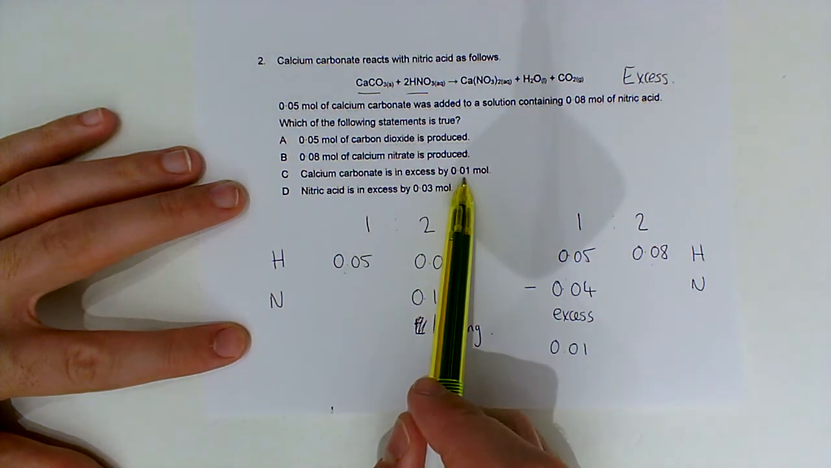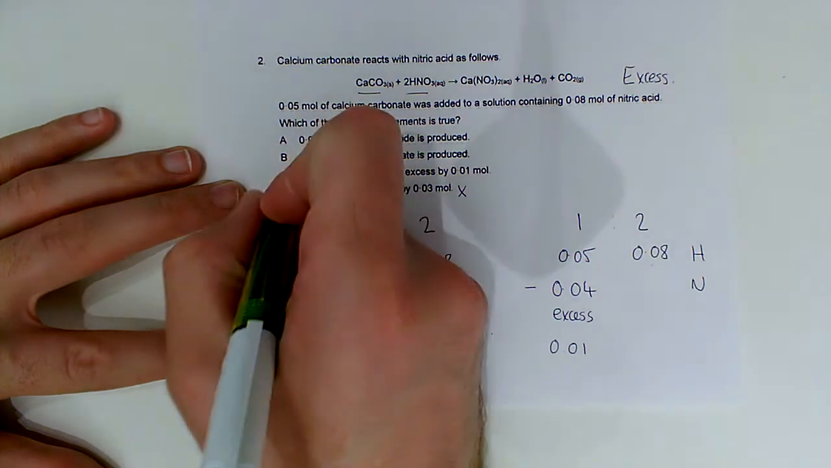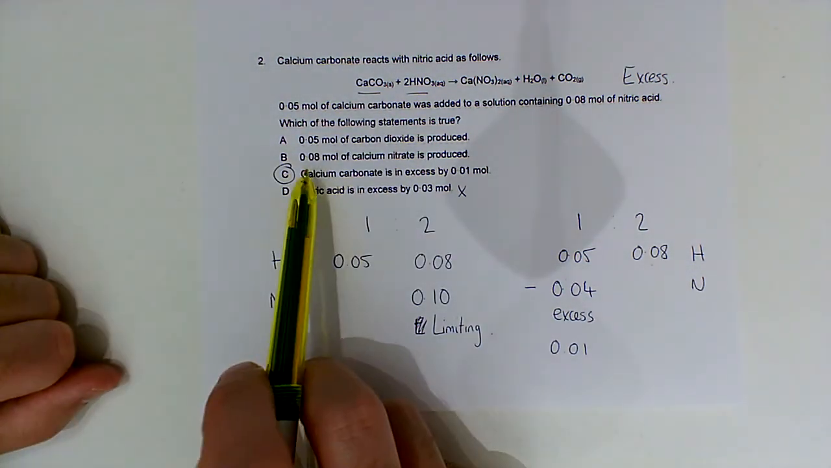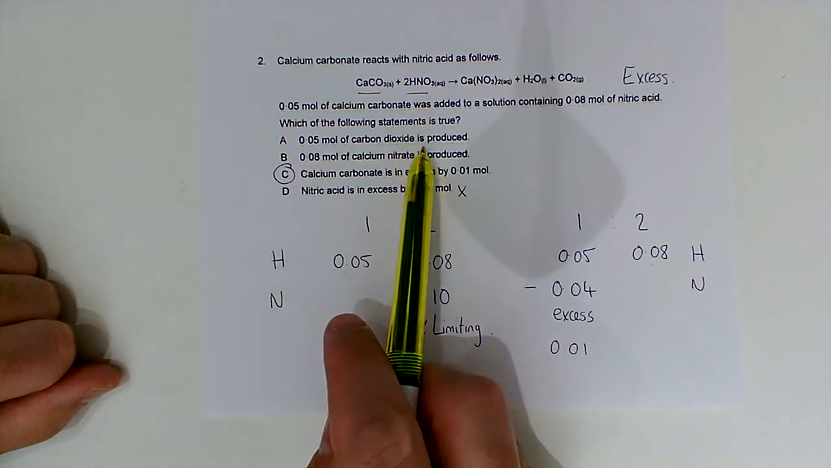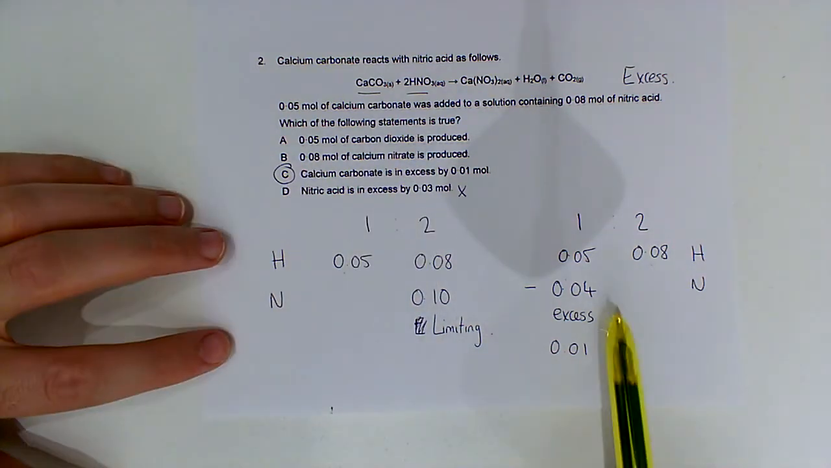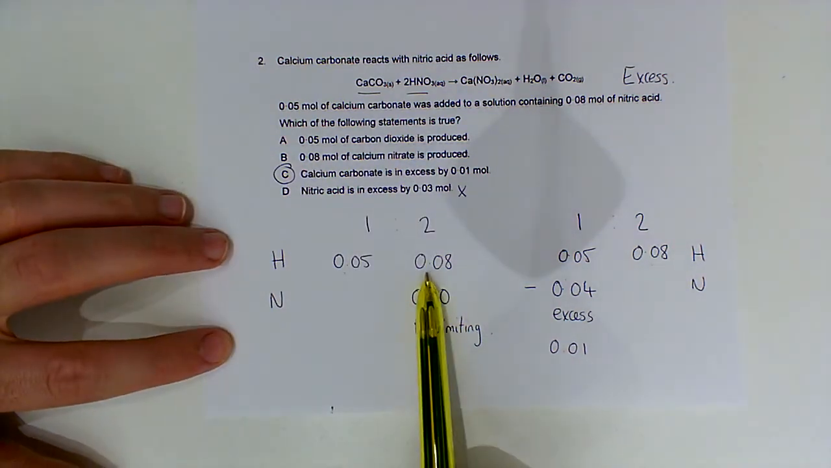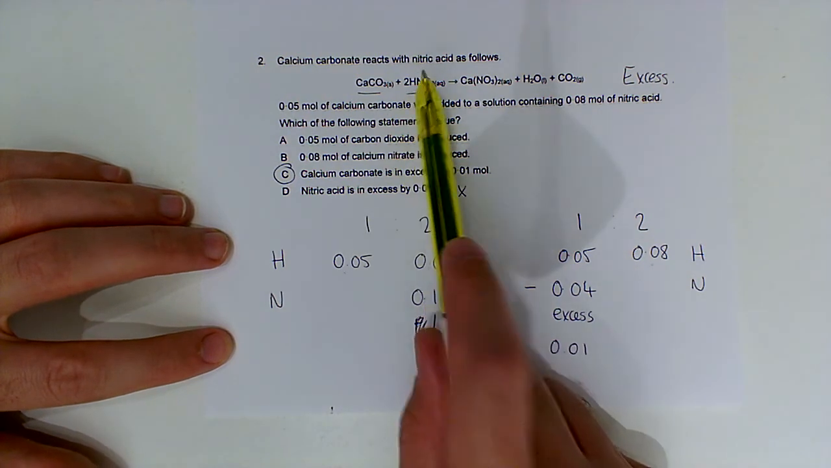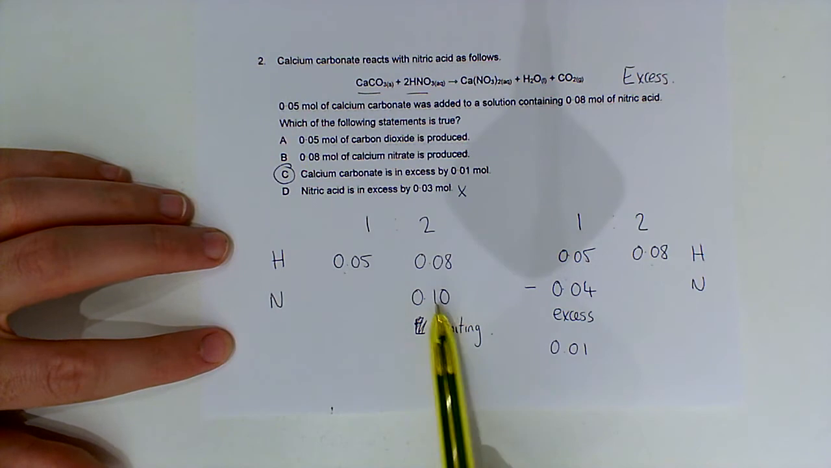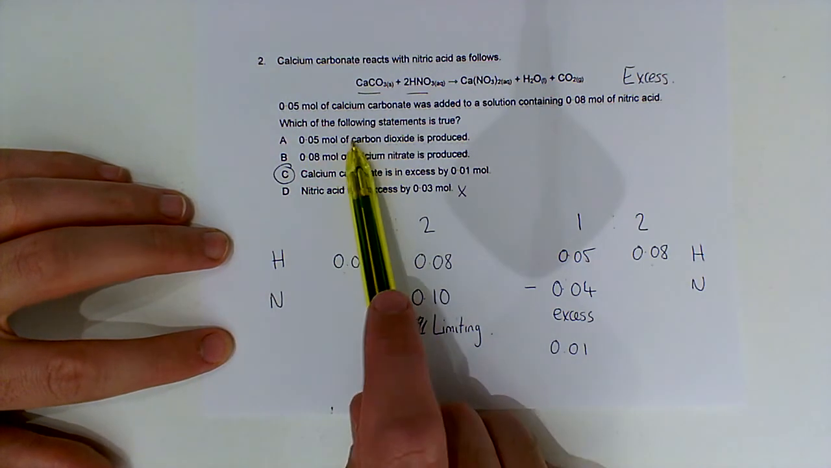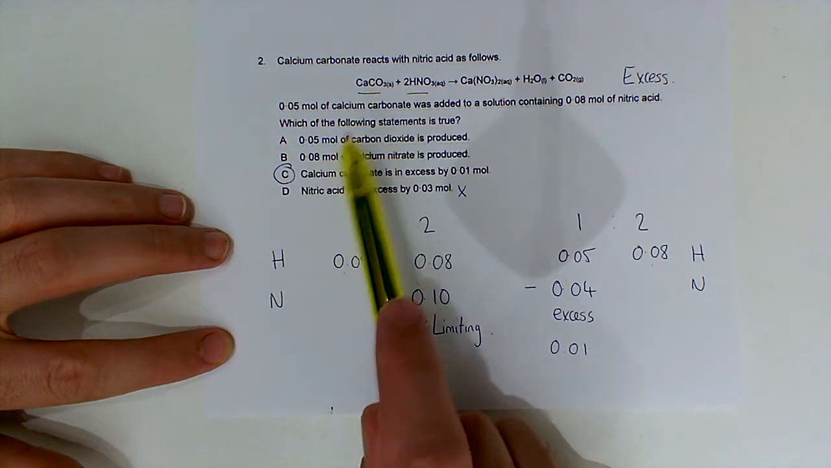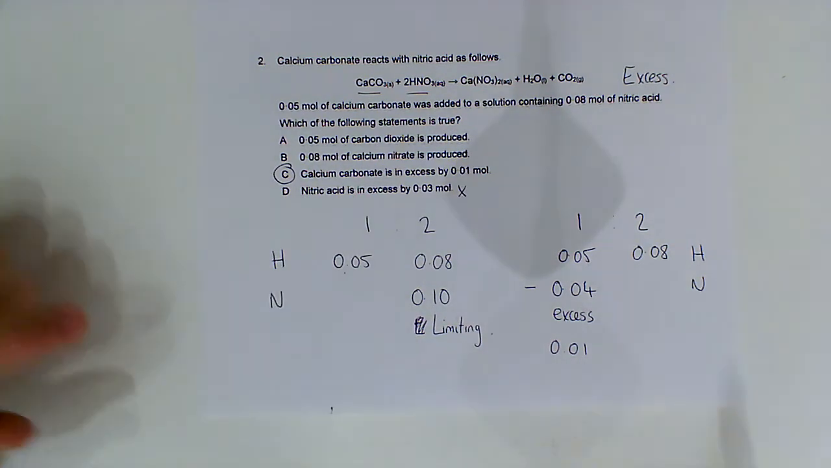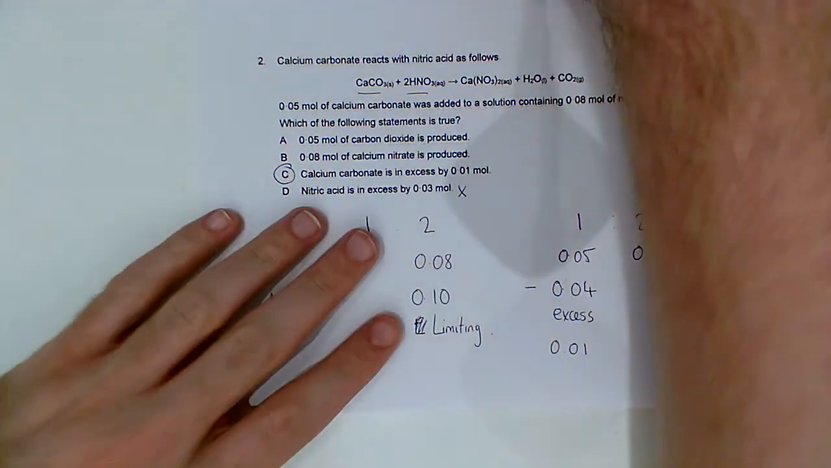Calcium carbonate is in excess by 0.01, is one of my answers. I know it's true. If you want to, you could go on to look at these two, but you'll find that they are false. A limiting reagent is this one, which is 0.08 moles. And in each case, it's a 2 to 1 ratio. So I'm going to make 0.04 moles of carbon dioxide, which doesn't match here. And I'm going to make 0.04 moles of calcium nitrate, which doesn't match here. So C is definitely correct.